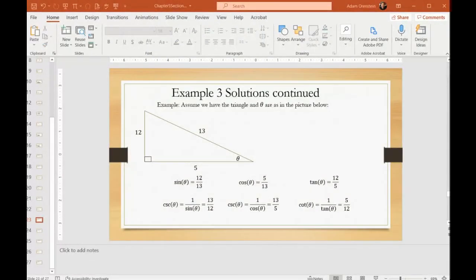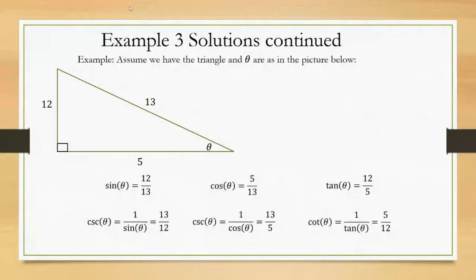Okay, so again, we have sine of theta, just from before, is 12 over 13. That's what we just said, right? Cosecant, which was given, is 13 over 12. Now we can get the other trig functions.